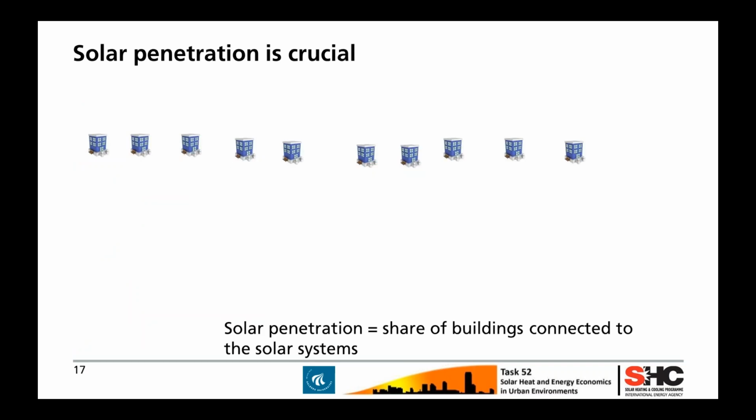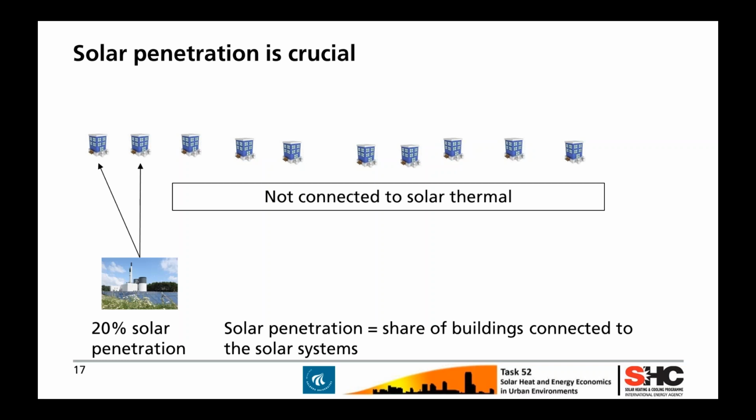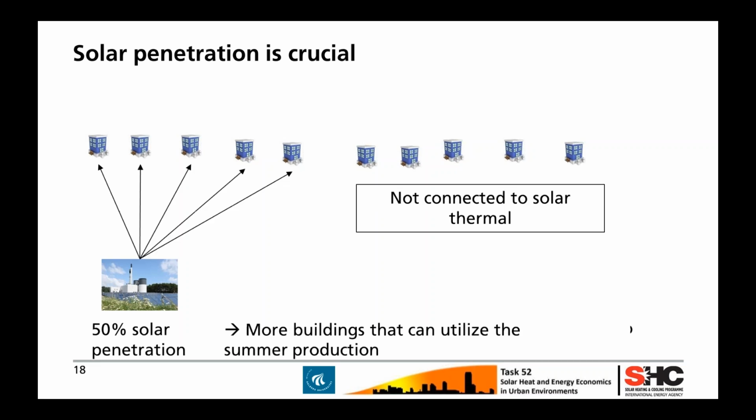So coming back to this solar penetration, if you have only 20% of the buildings connected, then that we call 20%, and for sure it's understandable that if you have a higher share of buildings connected to solar thermal, you have in general a higher share and a higher potential.